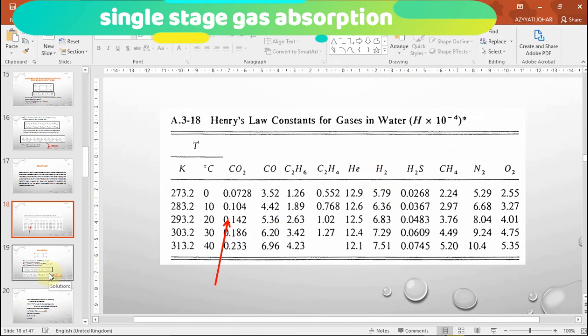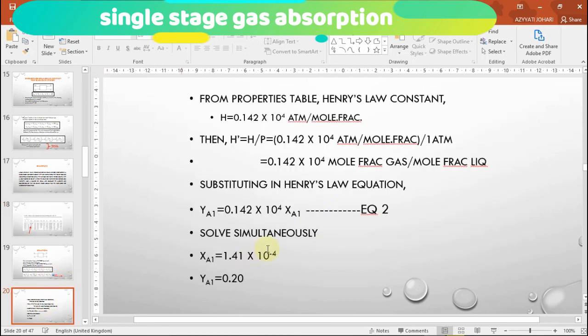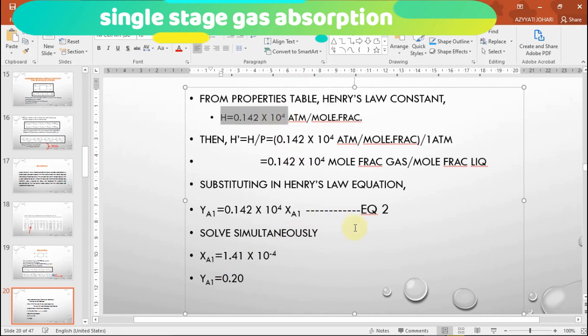That is the fundamental rule of thumb, if I'm not mistaken. So this one will be 0.142 multiplied with 10 to the power of 4. And don't forget to write down its unit, which is atm per mole fraction, which is in terms of atm.